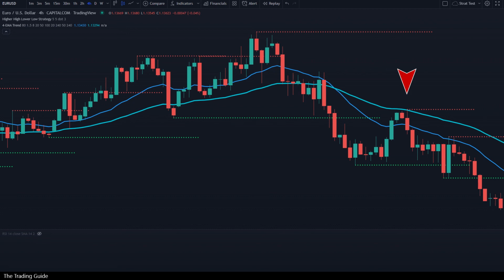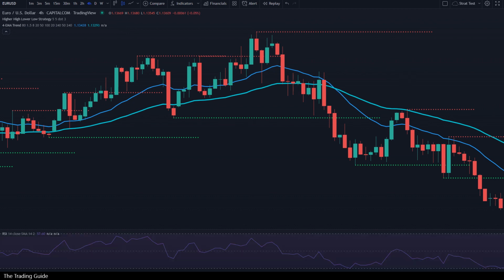Basically that's enough for me to take the trade, but if you like you can add a third indicator, for example the RSI, and here at the candle, where we want to enter the trade, the RSI is going below the level of 50. Then I decide to go short.